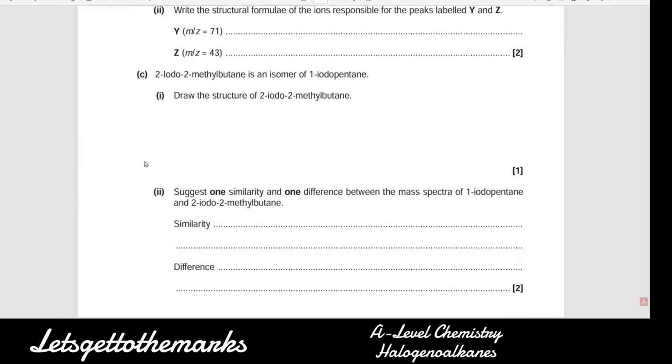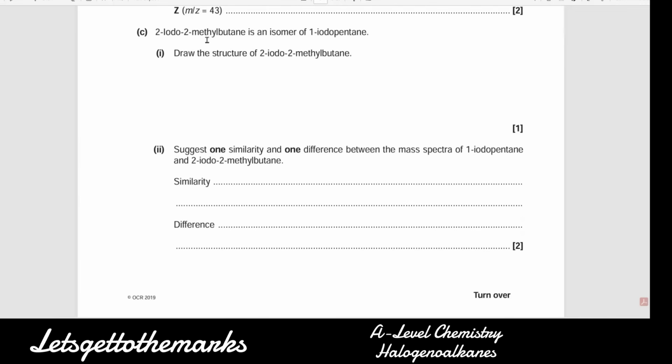Right, we're on to C. 2-iodo-2-methylbutane is an isomer of 1-iodopentane. Draw the structure of 2-iodo-2-methylbutane. Nice and easy because butane is 4 carbons, right? So that's that bit done. Then we need methyl on the second. It doesn't matter which end you do this from. Could have done that one there. And then I need iodine on the second because it's 2-iodo as well.